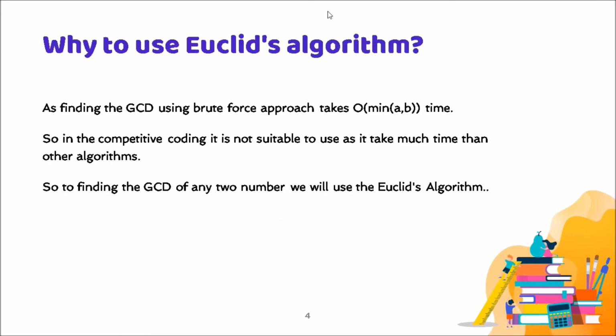Why use Euclid's algorithm? Basically, whenever we solve coding problems, we face time limit exceeded. To overcome the time limit exceeded while using the GCD, we use Euclid's algorithm, as it takes less time, or we can say exponentially less time than the brute force approach.